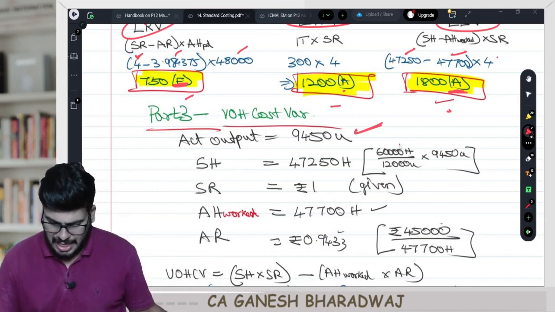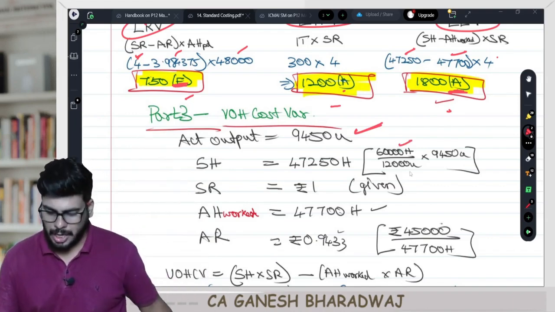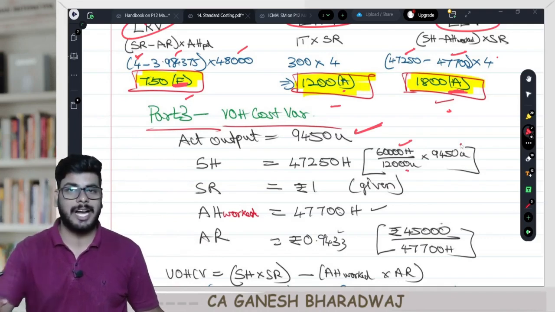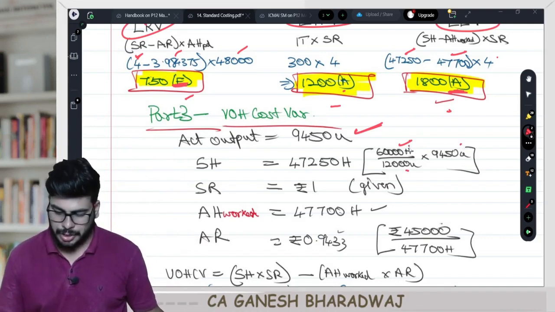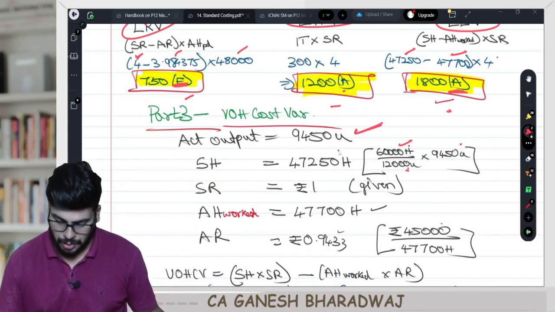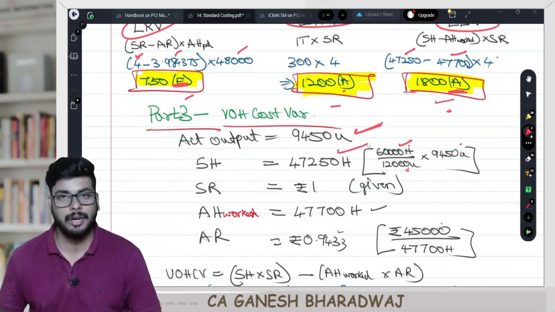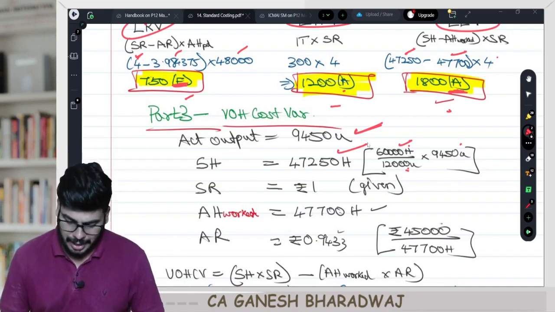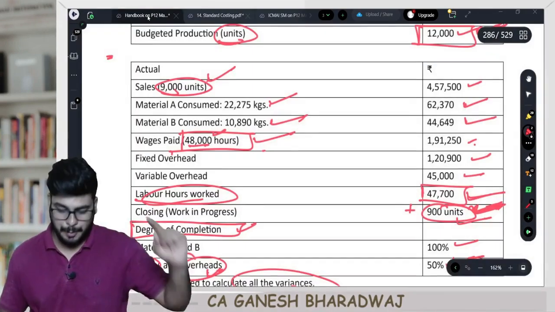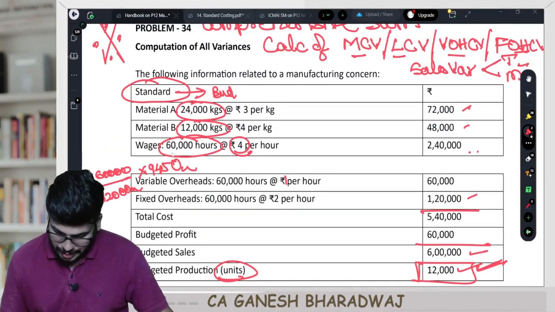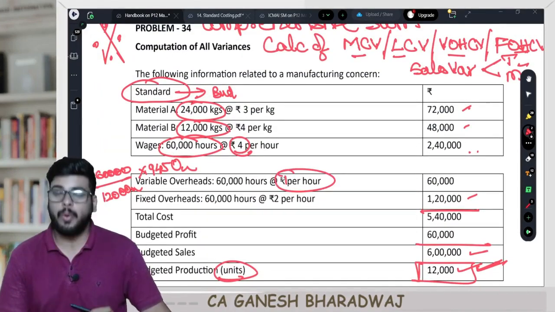So now, what is the standard hours? Similar calculation. They had given you were allowed to take 60,000 hours to produce 12,000 units. How many hours you were allowed to take for achieving the actual output of 9450? So 60,000 divided by 12,000 into 9450, you get 47,250 is the standard hours that you are allowed to take. Clear with this, guys? And standard rate per unit, how much is this? With respect to variable overheads, it's given in the question as 1 rupee per hour.